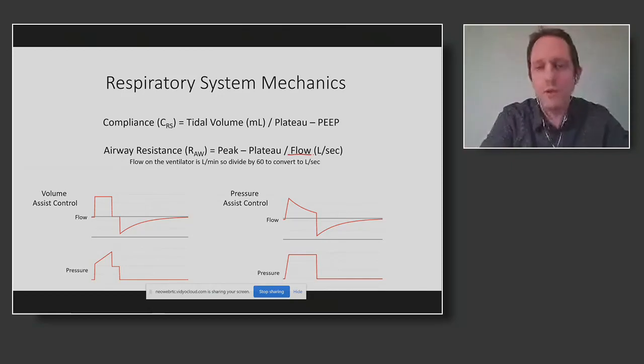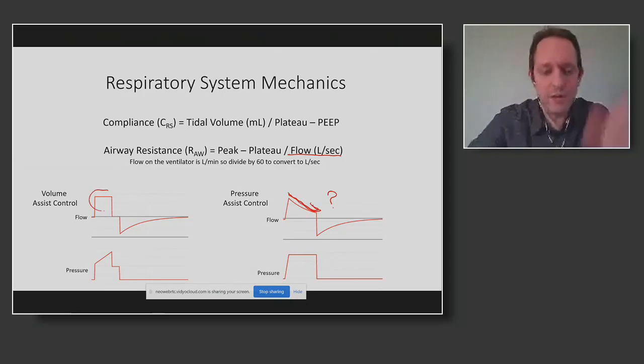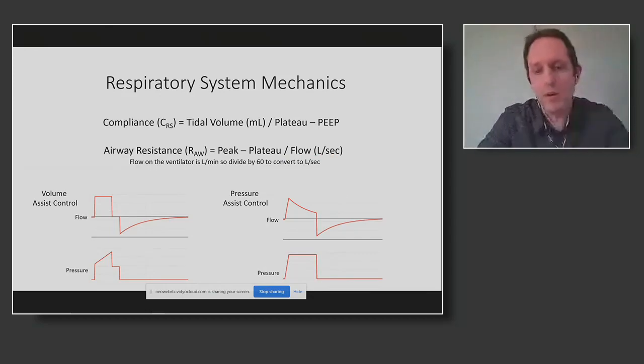Now, the issue with flow with pressure assist control, of course, is that flow is changing over time. So what exactly do you plug into the calculator? And many ventilators will offer you a value of airway resistance. It is estimated because it has to do some calculations to estimate what the resistance might be. But of course, setting a constant flow, you can calculate it in real time. Now, plateau, there's no inspiratory pause when using pressure assist control. You would have to do a manual pause if you're using this mode.